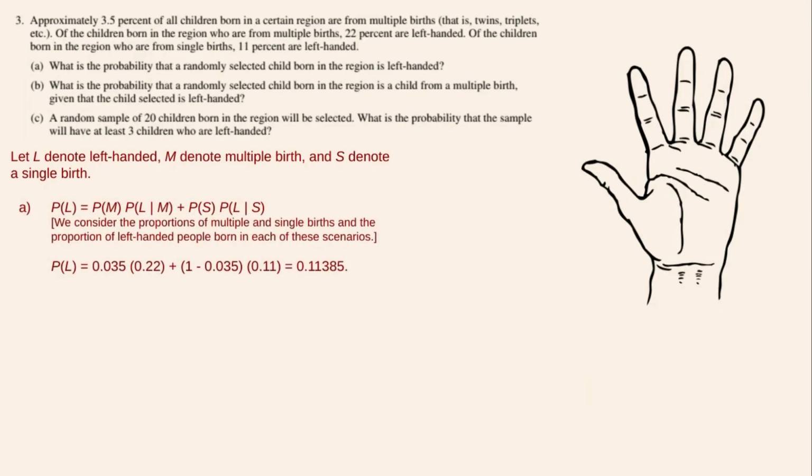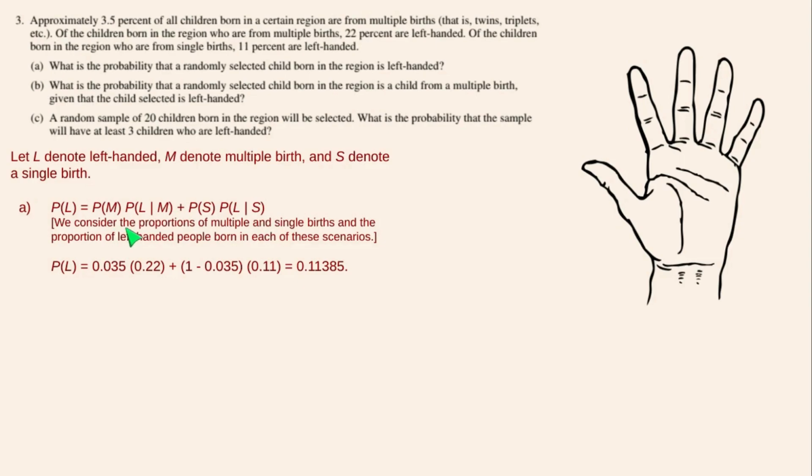So for letter A, the probability of being left-handed is equal to the probability that you are in a multiple birth times the probability that you're left-handed given you're in a multiple birth, plus the probability of being in a single birth times the probability that you're left-handed given that you are in a single birth. Since the probabilities of being left-handed depend on whether you're in a multiple birth or a single birth, we need to find the probability in this way.